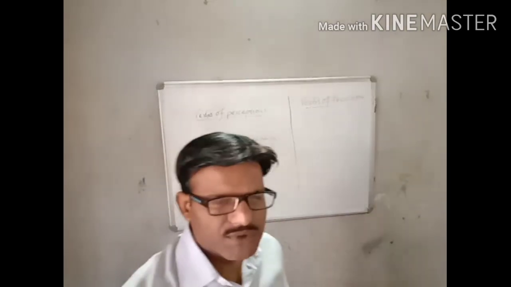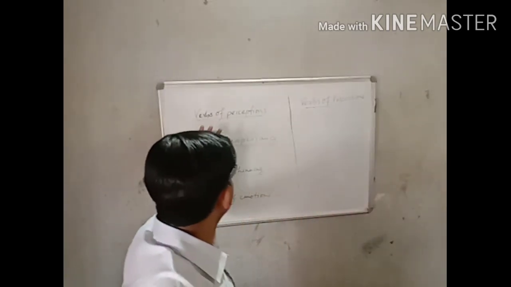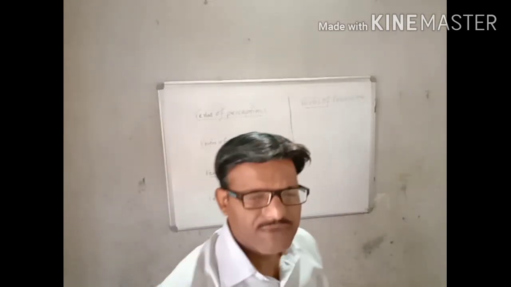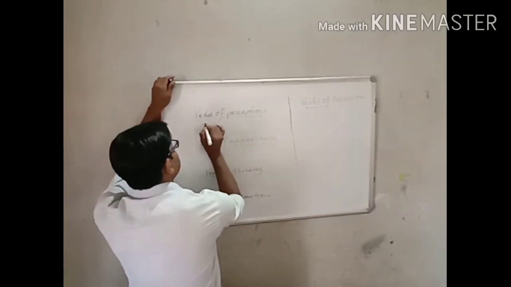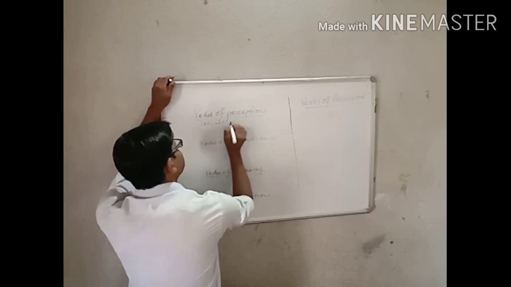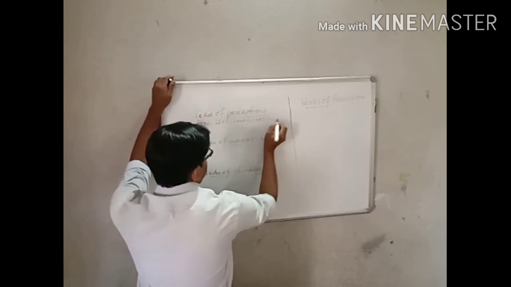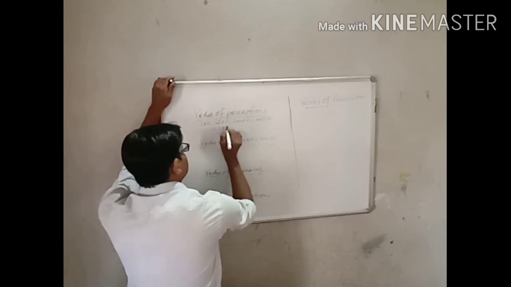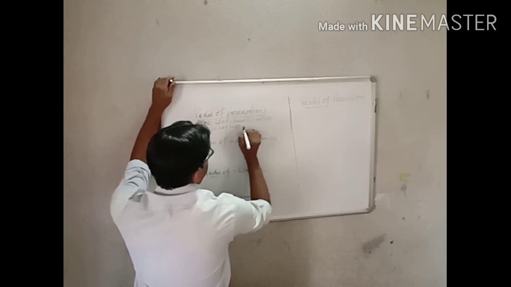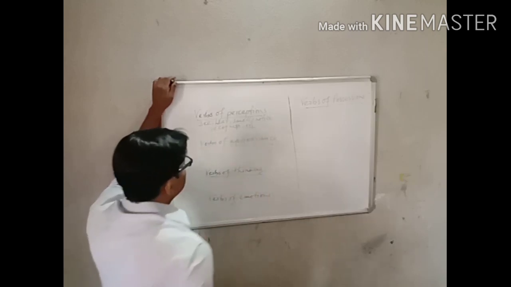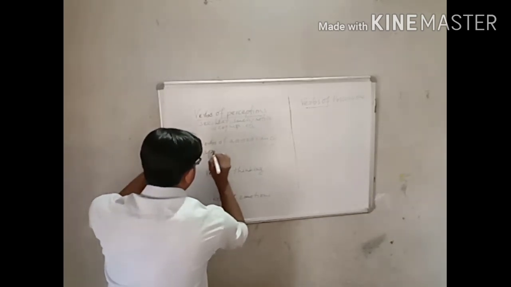Now let's see what are the verbs of perceptions. The verbs see, hear, smell, notice, recognize, etc. Verbs of appearance, it means the verbs like appear, seem, look, etc.